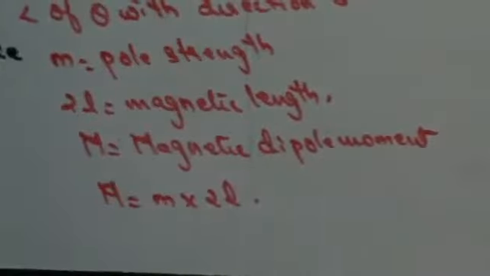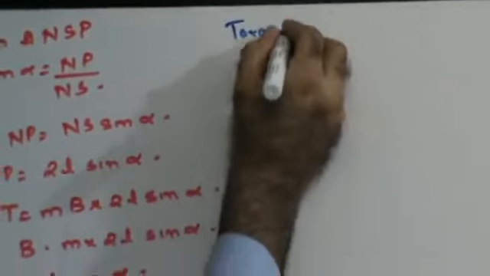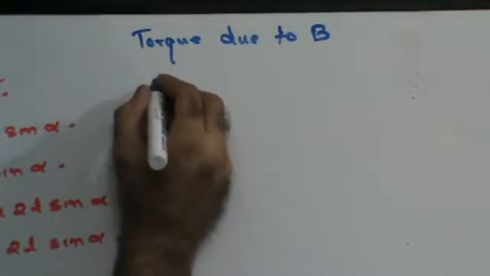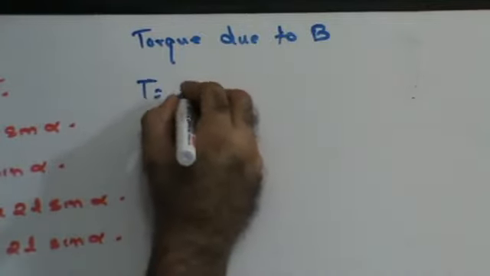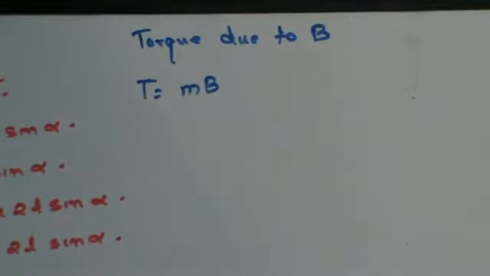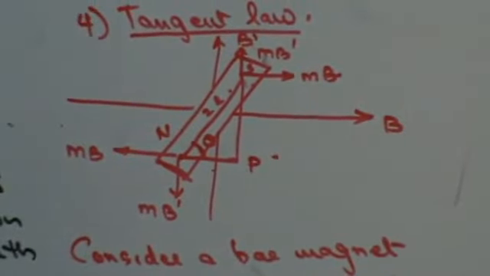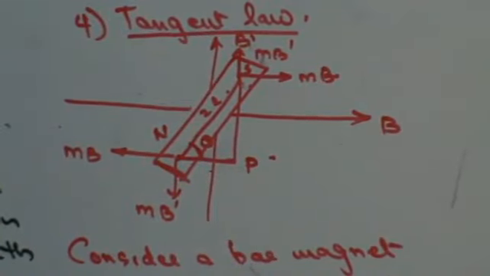Now, I can say that there are going to be two torques acting here. First, let us consider the torque due to magnetic field B. Now, torque is nothing but force multiplied by the perpendicular distance. If you look at the diagram, the perpendicular distance between the two MBs is going to be nothing but SP.